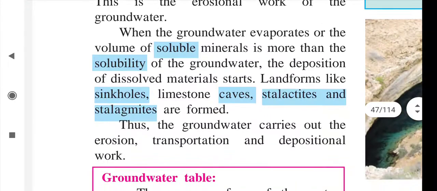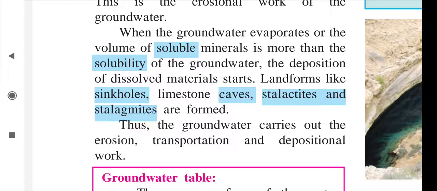When the groundwater evaporates, or the volume of soluble material is more than the solubility of the groundwater, the deposition of the dissolved material starts. Landforms like sinkholes, limestone caves, stalactites and stalagmites are formed. Thus the groundwater carries out erosional, transportational and depositional work.